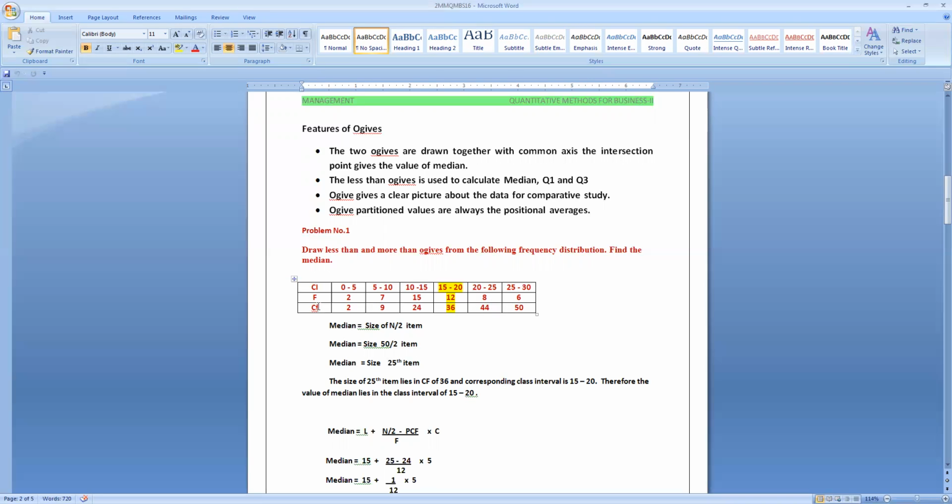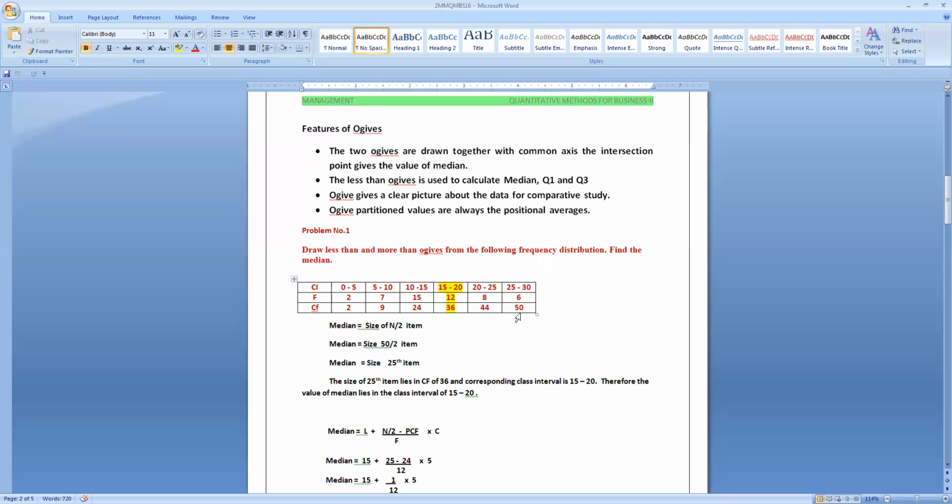For the calculation of median, we require the CF value also. So we have calculated the CF along with the question itself. 2 plus 7 is 9, plus 15 is 24, plus 12 is 36, plus 8 is 44, and plus 6 becomes 50. Therefore, the total frequency value is 50.